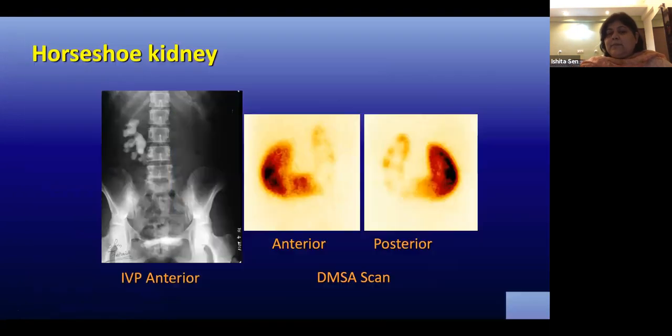I think this is more of the same thing. And this is a horseshoe kidney, and that kind of brings me to the end of this talk.